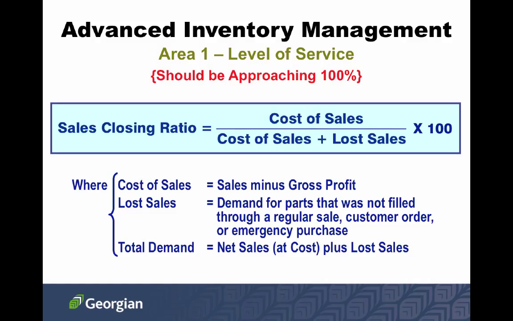The standard system setting in the Reynolds system uses this measure as the level of service. And that is the sales closing ratio. It's typically called, more properly called, it's not really, in my view, a true level of service, and that is dividing the cost of sales by the cost of sales plus lost sales, and that we previously defined cost of sales plus lost sales as total demand, and it shows net sales at cost.